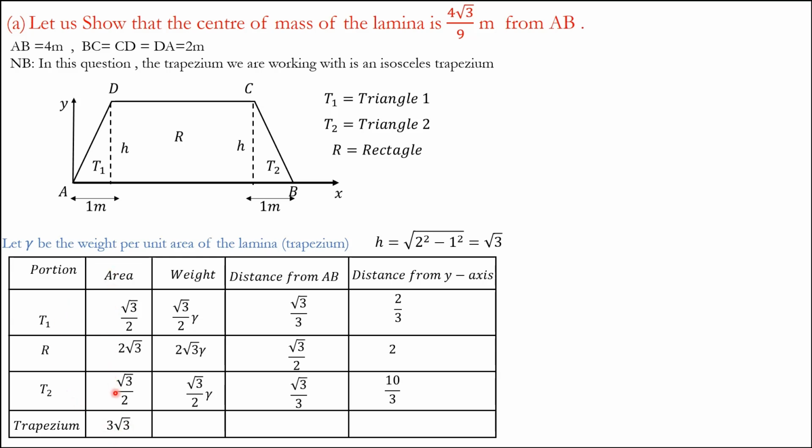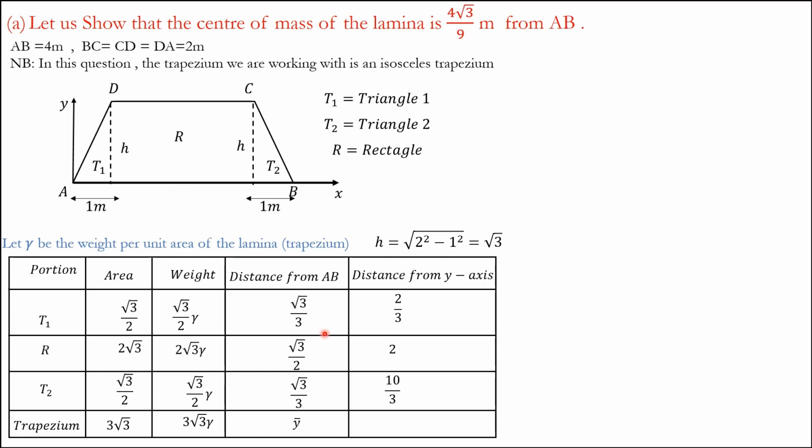Now, since we already know the area of each of the portions, we can clearly conclude that the sum of these areas gives us the sum of the unit whose center of mass we want to determine. That is, the sum of these 3 portions gives us the area of the trapezium, which corresponds with 3 square root of 3 times lambda. Then the distance from AB is what we are determining, which is y bar. That is the distance of this trapezium from AB.